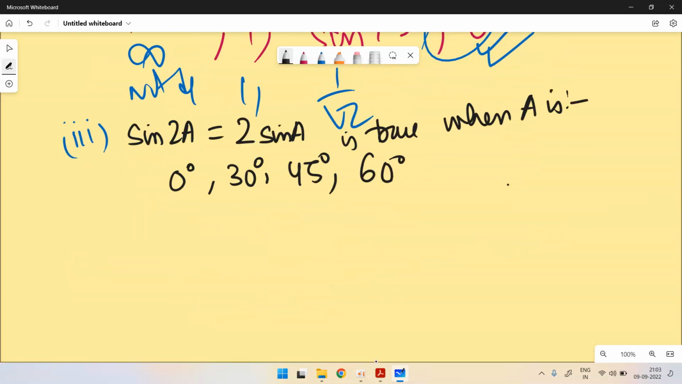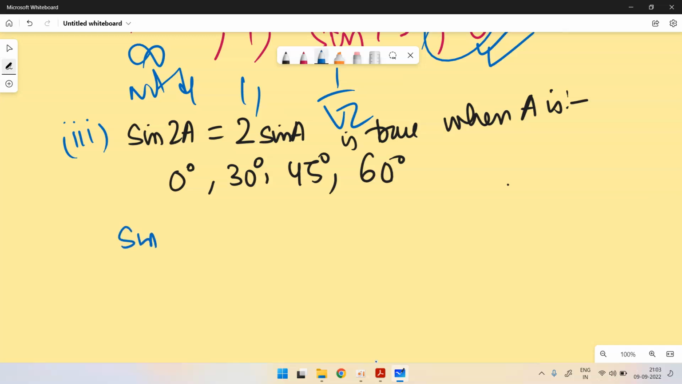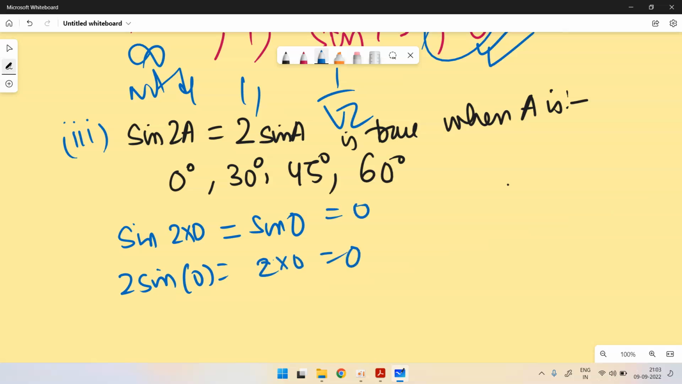Now if you see this, this is sine 2a. In place of a you write 0, so sine of 2 into 0 is sine 0, which is 0. And on the other side, 2 into sine 0 is also 2 into 0, which is 0. So this is true, hence this holds for 0.